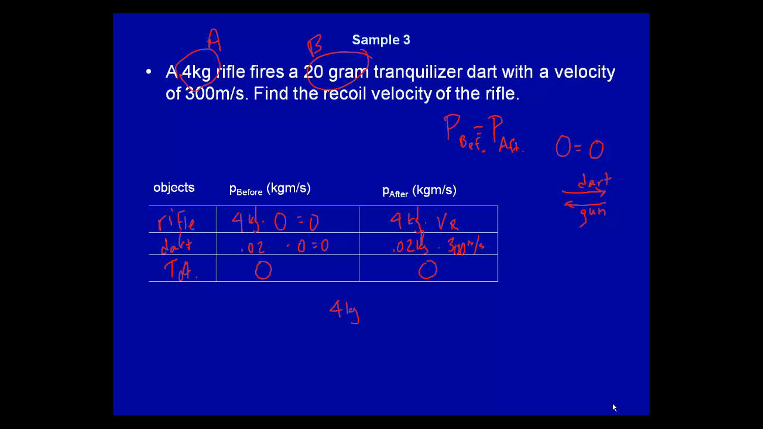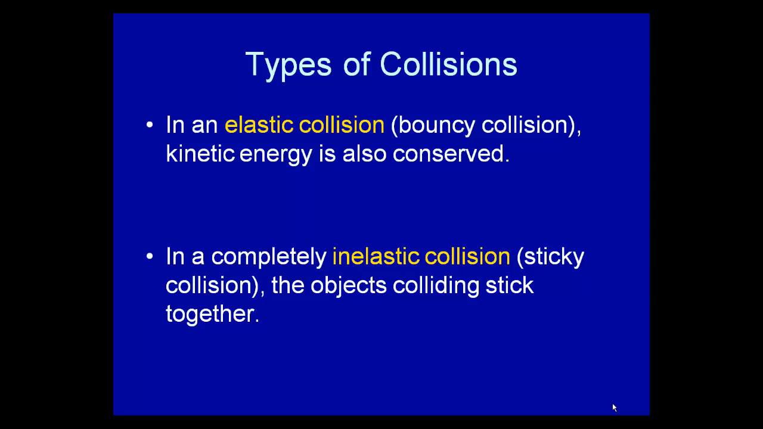So let's take a look at the math. 4 kilograms times VR is equal to 0.02 times 300 meters per second. 0.02 times 300 is 6 kilogram meters per second. 6 kilogram meters per second divided by 4 is 1.5 meters per second. So you and the gun rock back at 1.5 meters per second afterwards. So here's an explosion problem that doesn't involve something blowing up into pieces.